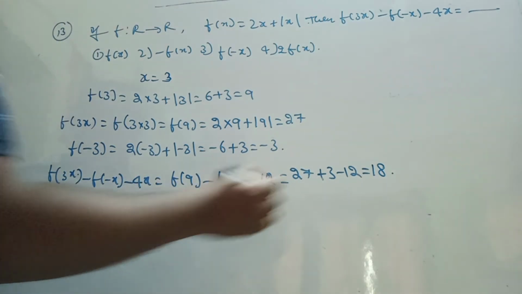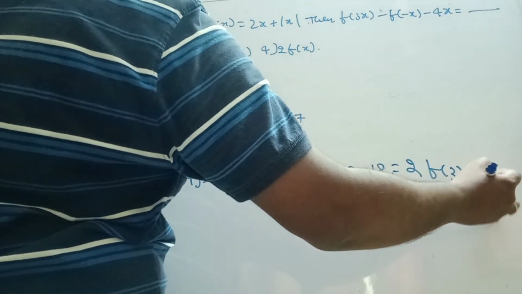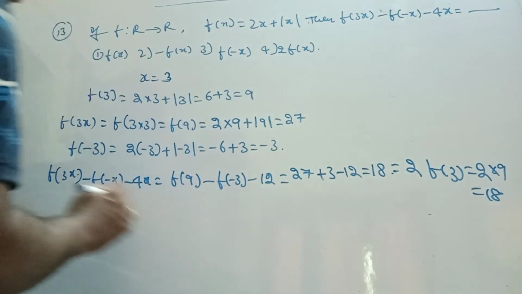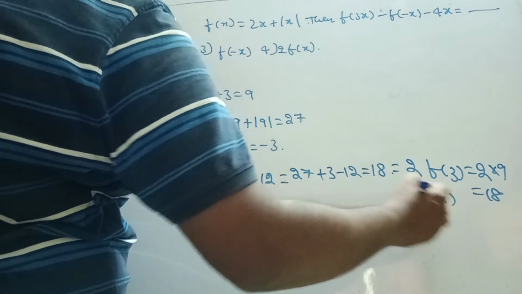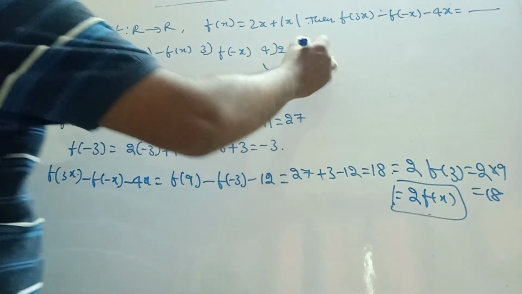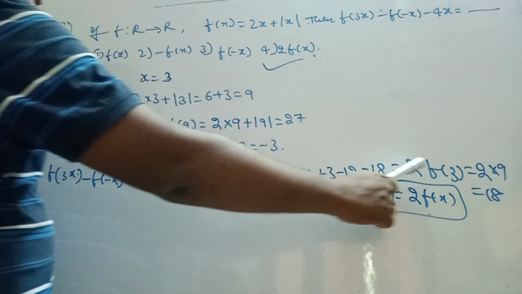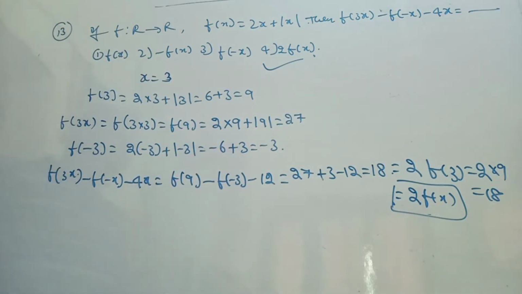This 18 we can write as 2 times f of 3, that is 2 times 9, that is 18. That means the total thing is equal to 2 times f of x. Therefore, the fourth option is correct: 2 times f of x. This is 18, equal to 2 into f of 3, that is 2 into 9, therefore it is 2 into f of x.